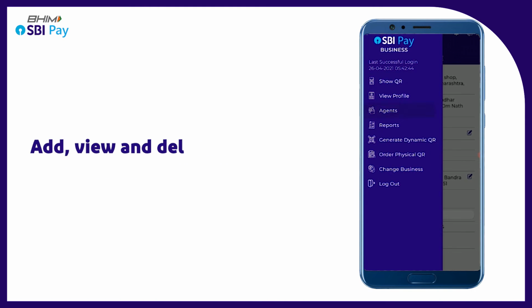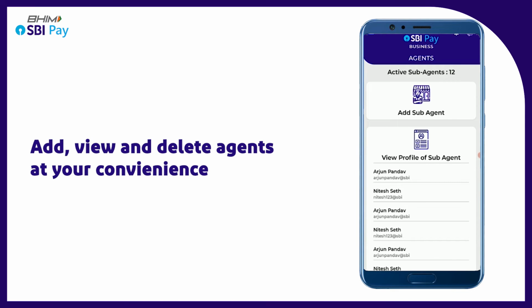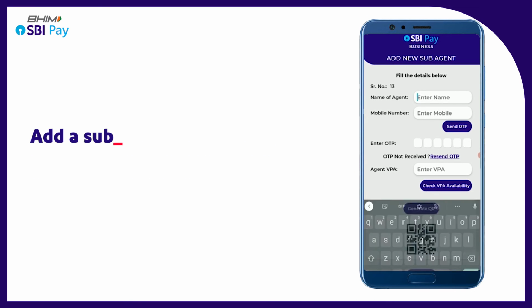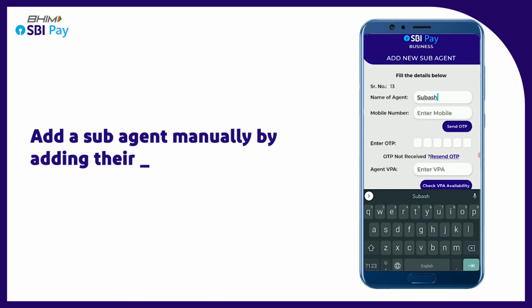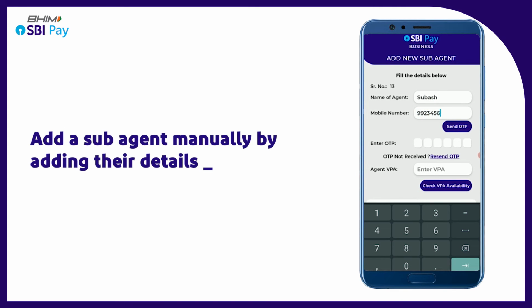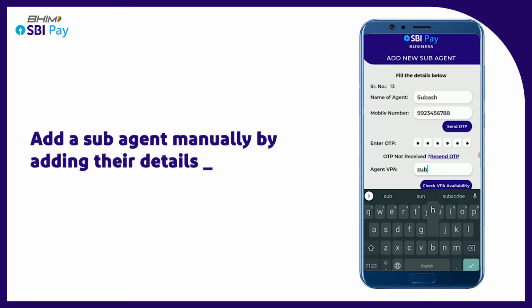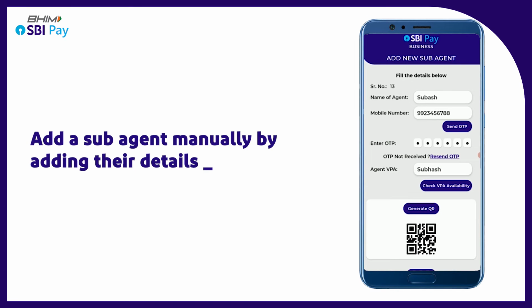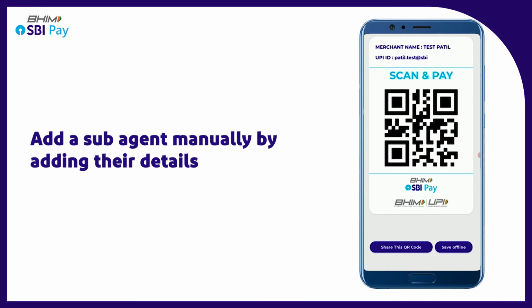Adding, viewing and deleting your sub-agent is just at your fingertips. The merchant can manually add a new sub-agent by adding the name and mobile number of the sub-agent. The main merchant will have to validate the OTP received on the sub-agent's mobile number. QR code and VPA will be generated on successful validation. Your sub-agent can also download and use the BHIM SBI Pay Merchant tab for transaction monitoring with view rights.